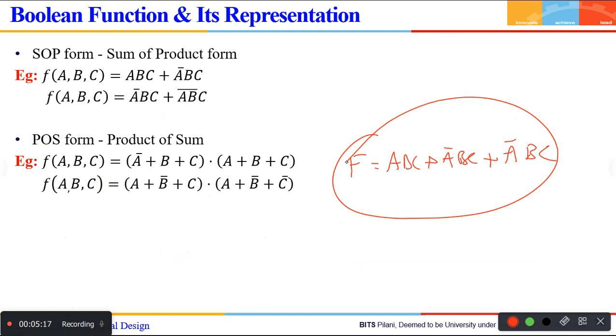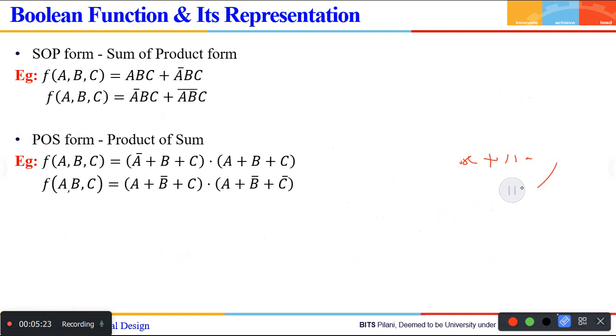Now, this Boolean function can be represented in two ways. Listen carefully. Sum of products, or the same equation can also be represented as product of sums. How does it look? See, the name itself indicates sum of products. You have products and their sum. If the Boolean function is represented as a sum of products, then it is called SOP form.